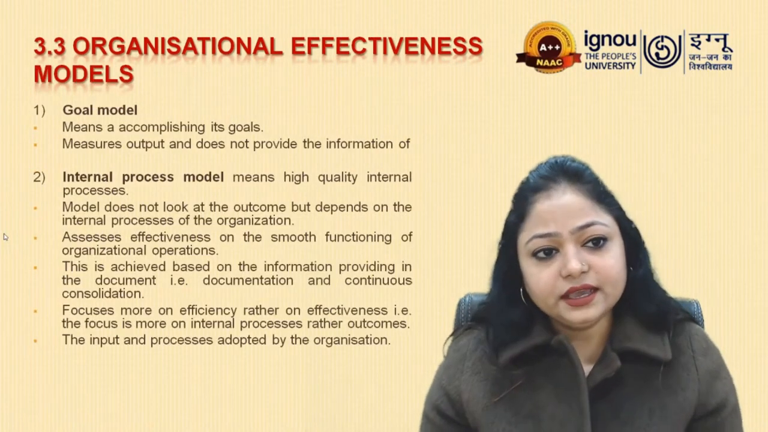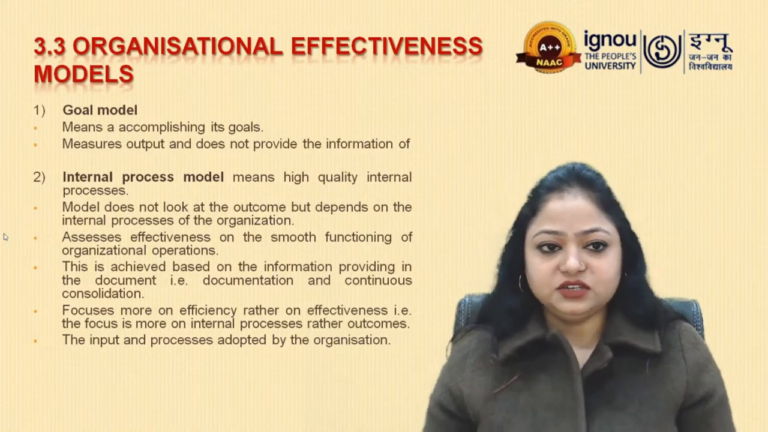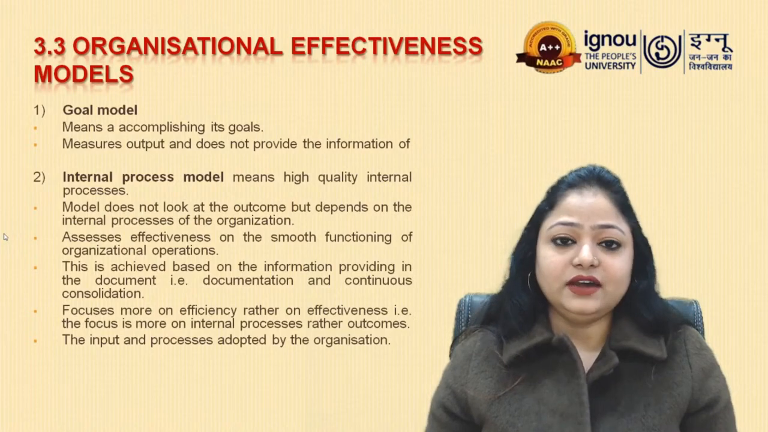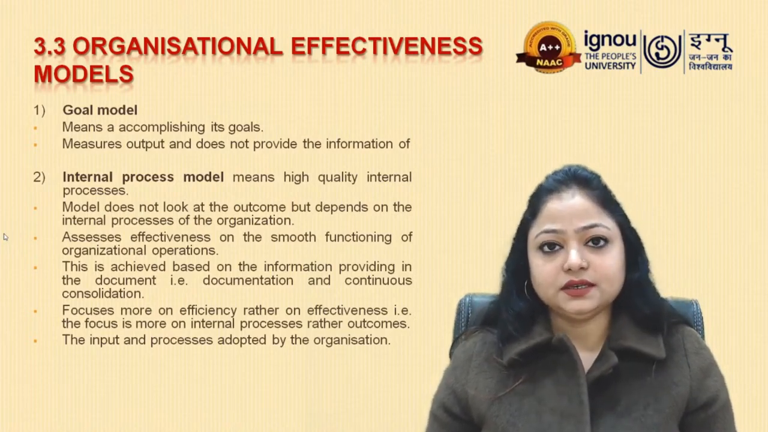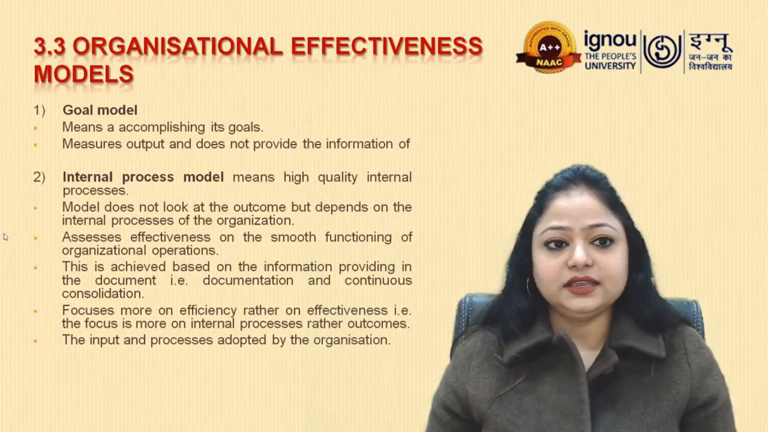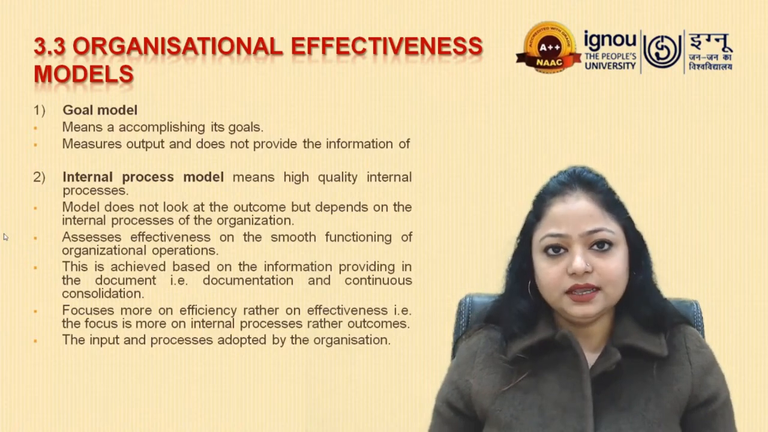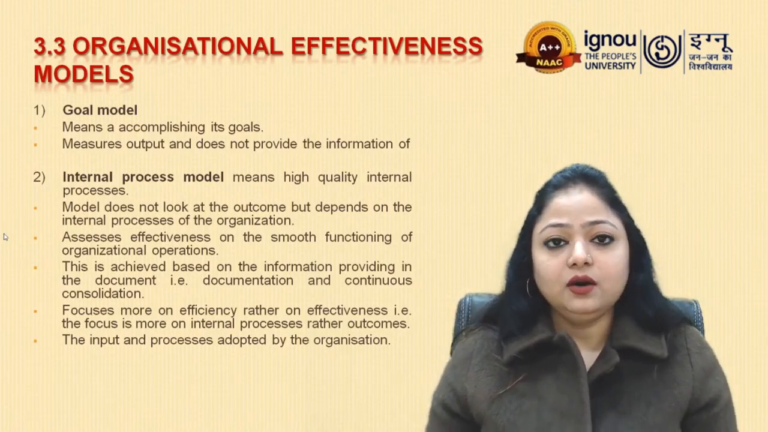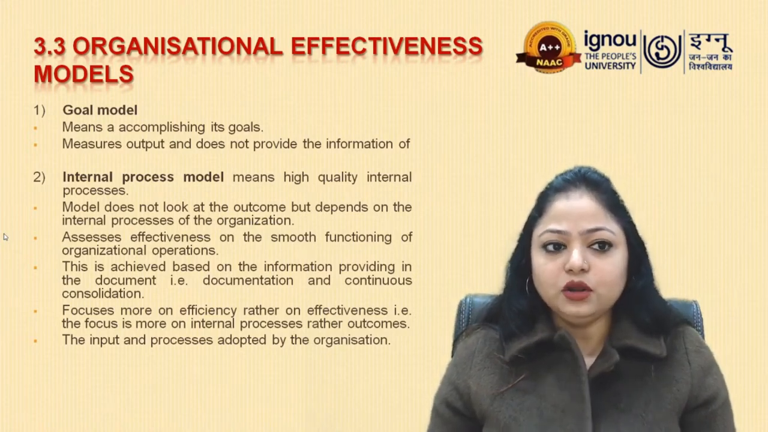Okay, so here there are different models which can lead us to identify the effectiveness of the organization. The first model is the goal model. When we compare the set goals as the parameter to judge the effectiveness of the organization, that is, what kind of output or productivity level it has achieved, then it means that we are following a goal model.